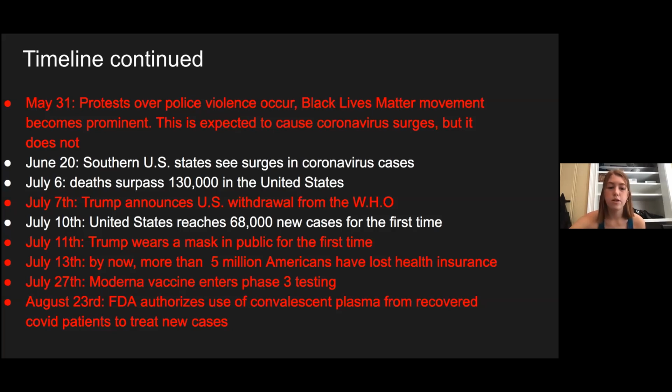And then August 23rd was when the FDA authorized the use of convalescent plasma from recovered COVID patients to treat new cases. And this was huge because it was another piece of hope, and it definitely led to more recovered cases. So that was definitely a big discovery. Next slide.